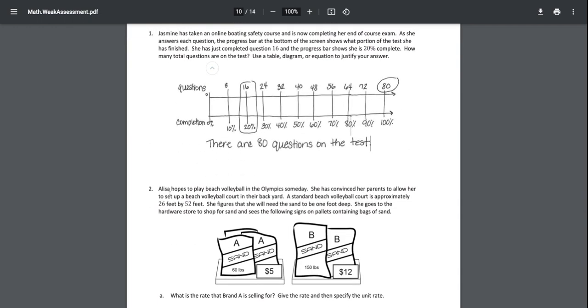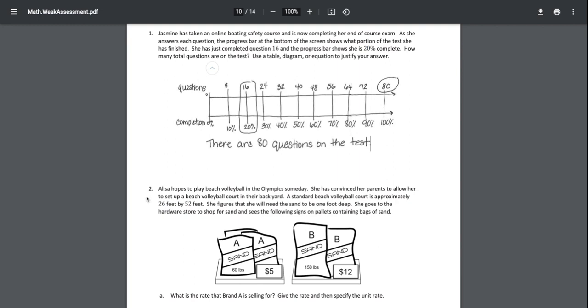Number 2, Alisa hopes to play beach volleyball in the Olympics someday. I like it. She has convinced her parents to allow her to set up a beach volleyball court in their backyard. A standard beach volleyball court is approximately 26 feet by 52 feet. She figures that she will need the sand to be 1 foot deep. That's 1 cubic foot, just in case you're wondering.